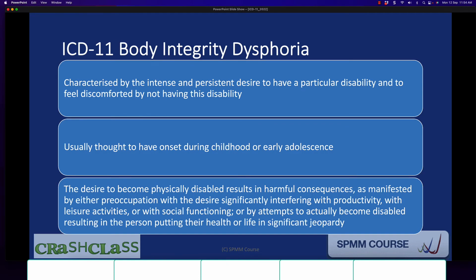Body integrity dysphoria is characterized by the intense and persistent desire to have a particular disability and to feel discomforted by not having this disability. It's usually thought to have onset during childhood or early adolescence. The desire to become physically disabled results in harmful consequences, as manifested by either preoccupation with the desire significantly interfering with productivity, with leisure activities, or with social functioning, or by attempts to actually become disabled, resulting in the person putting their health or life in significant jeopardy.